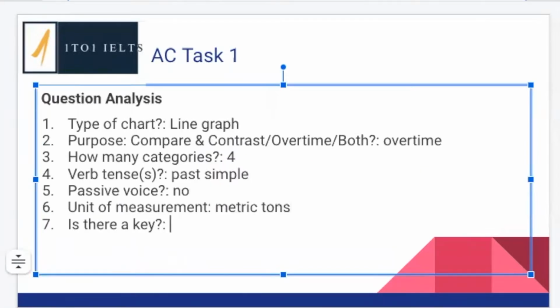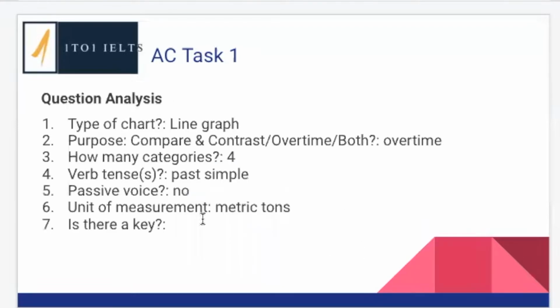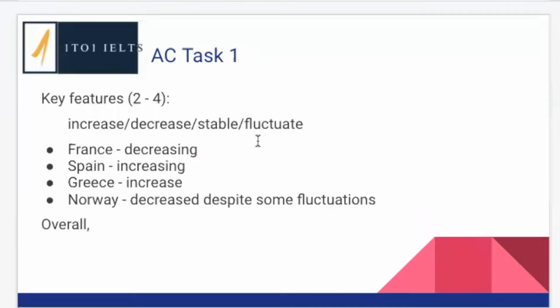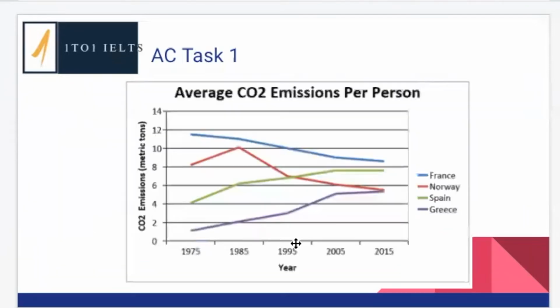And do we have a key? Yeah, we have a key here on the right, and the key is indicating which countries we're looking at. So, yes. We mentioned last week the key features here. So remember, because it is a graph over time, the only thing we care about is, does the data increase, decrease, is it stable, does it fluctuate? That doesn't mean does it fluctuate once, but is it consistently fluctuating?